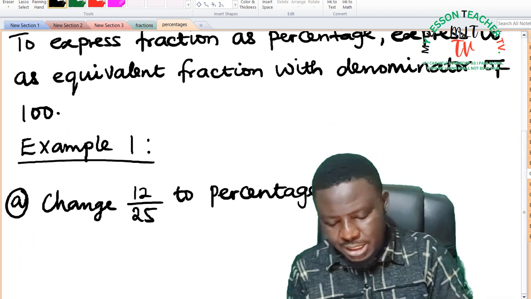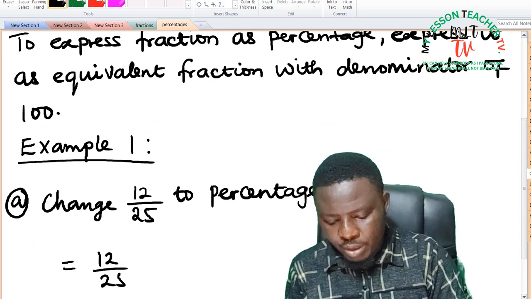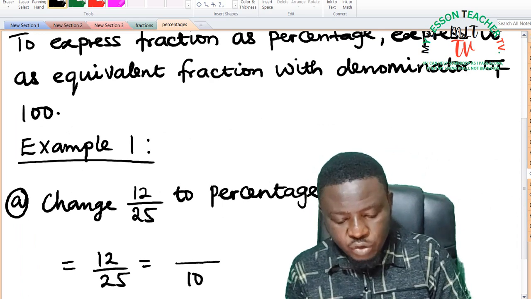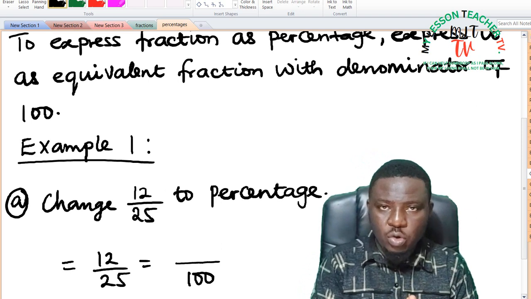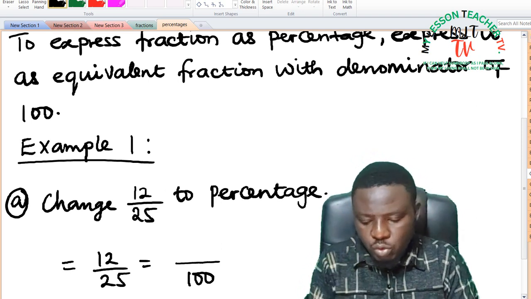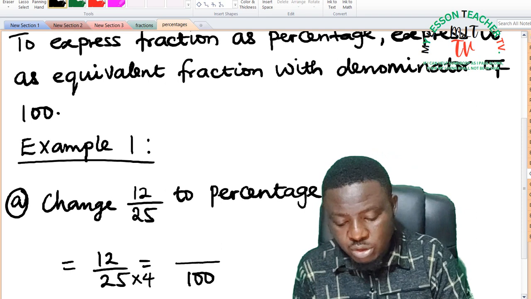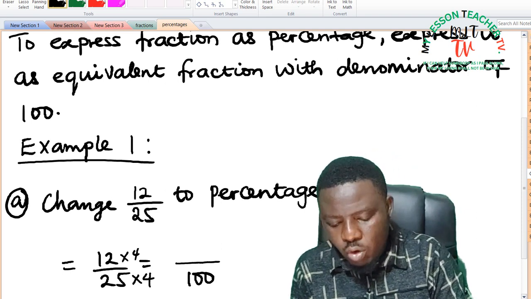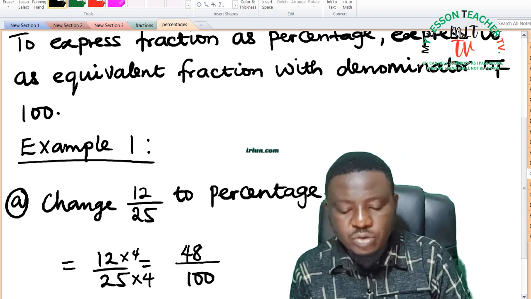And what we will do in this example is to look for a number that when you multiply it by 25, it gives you 100 as the denominator. So that factor, you equally use that factor to multiply the numerator. If I divide 100 by 25, it gives me 4. That is to say that 25 times 4 is what will give me 100. I'll also multiply the numerator by 4. So this is said to be equal to 48 over 100.